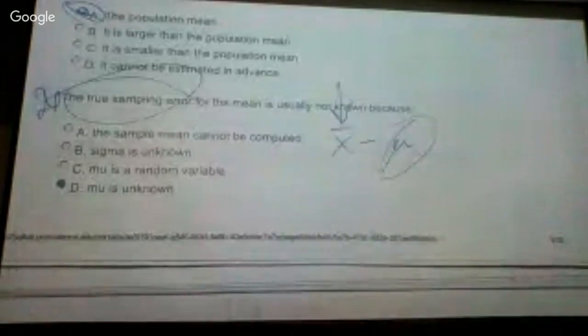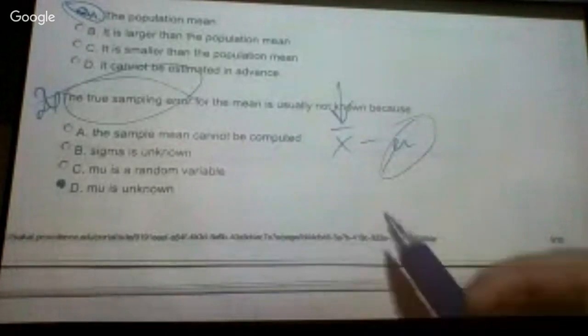But rarely, if ever, do we actually know the population mean. And if mu is unknown, 26D, it's hard for us to find the true sampling error, the true difference between what we observe and what is real. Now, we usually talk about what is observed and what is expected, but this can also be estimated value minus actual value. And if you don't know the actual value, you can't find the true sampling error. 26D. Well reasoned.